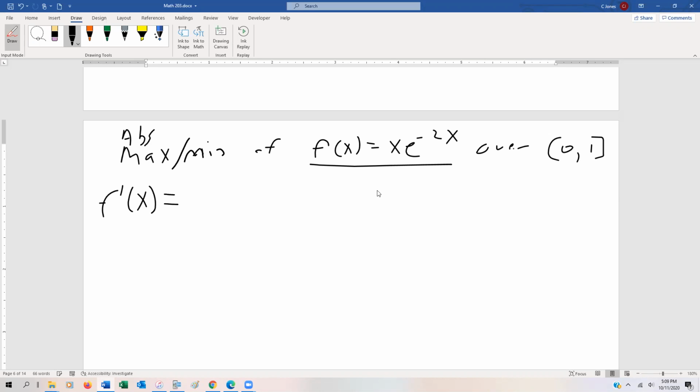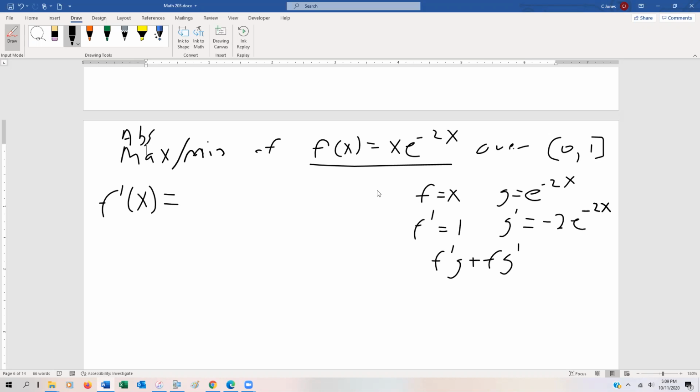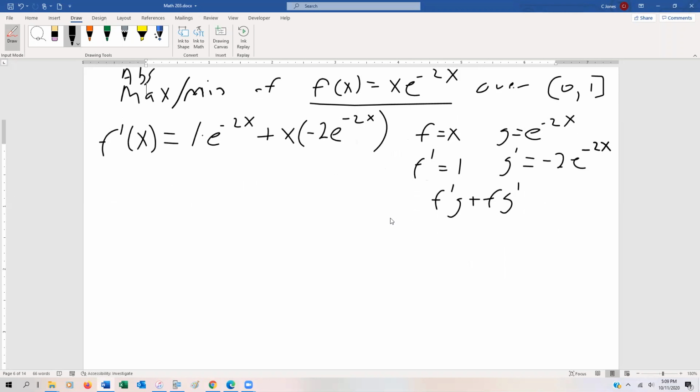And we're going to use the product rule. So little f is going to be equal to x. Little g is going to be e to the minus 2x. F prime is going to be 1. G prime, using the chain rule, is going to be negative 2e to the minus 2x. Now remember our product rule, f prime g plus fg prime. And so that's going to be 1 times e to the minus 2x plus x times negative 2e to the minus 2x. Okay, or another way to write that is just by doing the multiplication.